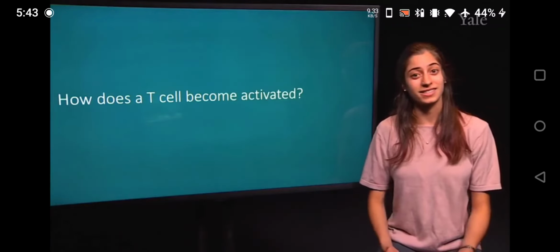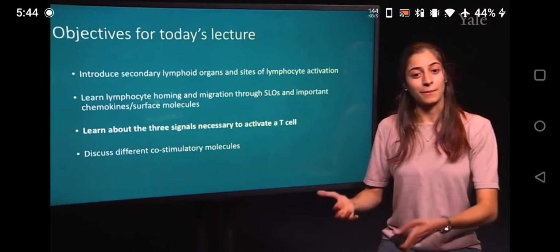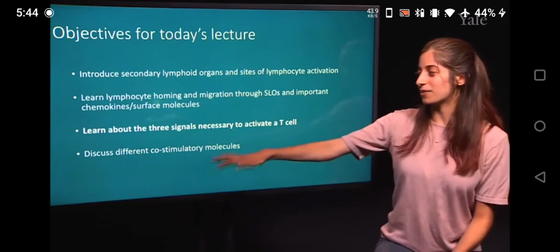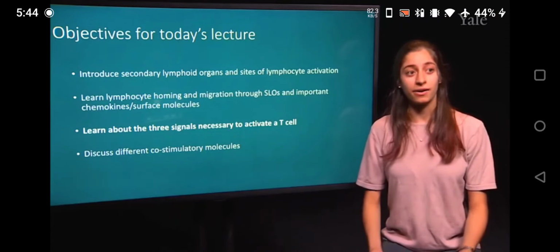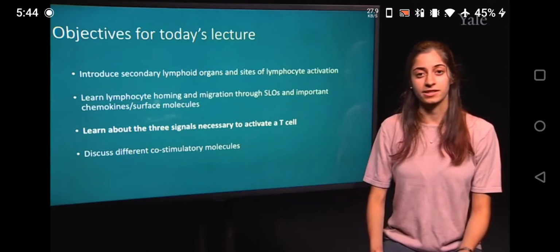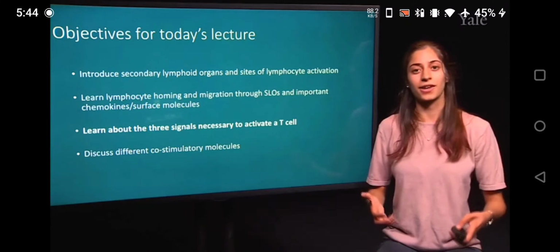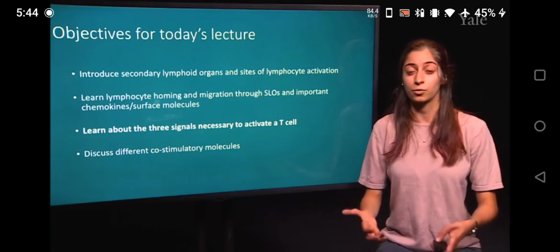So how does the T cell even become activated? Well, that brings us to our third aim for today, or our third objective, which is to learn about the 3 signals necessary to activate a T cell. However, before we talk about these 3 signals, we first need to understand how the dendritic cell, the cell that actually presents the antigen to the T cell, gets to the lymph node with the pathogen.